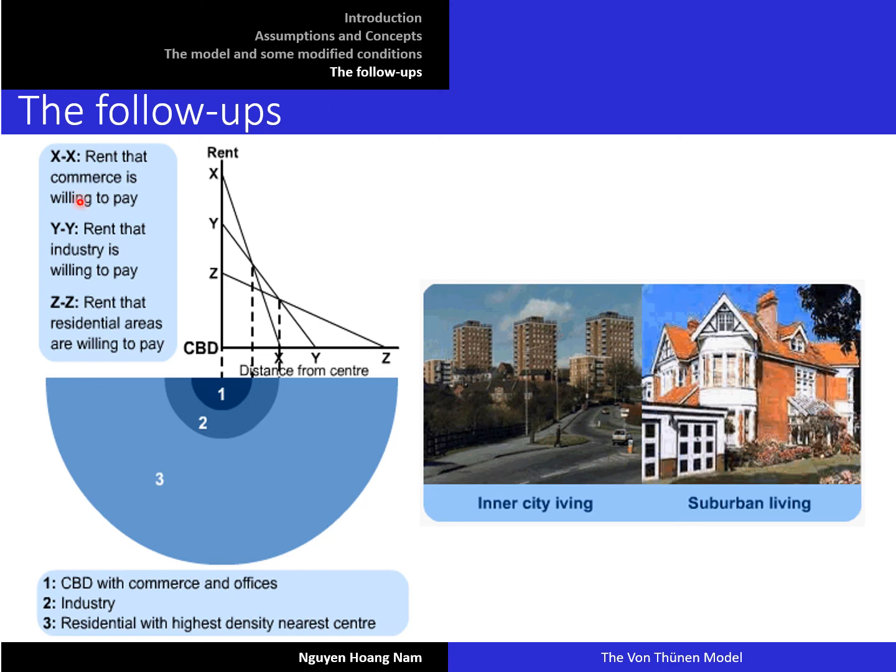And we have some applications of the von Thunen model in designing inner city living and suburban living here. As you can see here, it's very interesting that the CBD with commerce and offices always stays in the city center. Industry will be a bit further out, and residential with highest density nearest the center would be here.